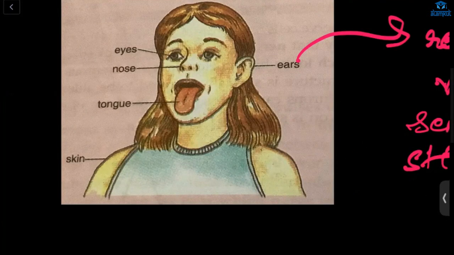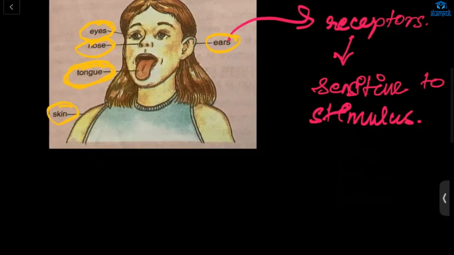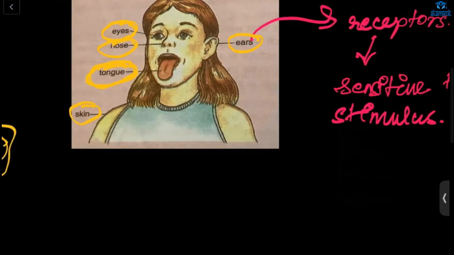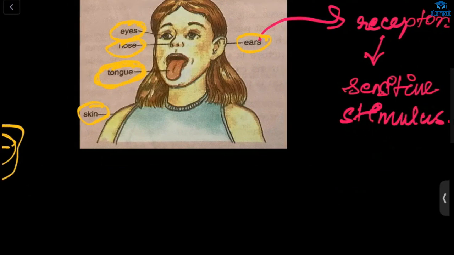The sense organs are marked in the picture. Through these only, stimuli are taken. Here we have receptors. They are all sensitive to the stimulus.